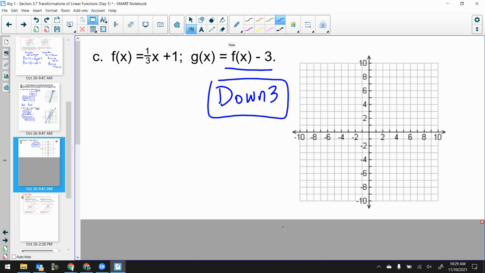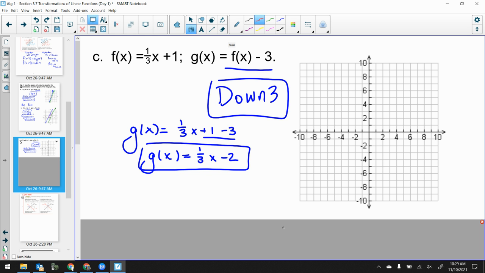Okay, g of x is f of x minus 3. Well, f of x was 1/3 x plus 1. Tack on a minus 3. So g of x is 1/3 x minus 2. +1 minus 3. Yeah, just simplify. Okay? So now my old has a y-intercept of 1 and a slope of 1/3.